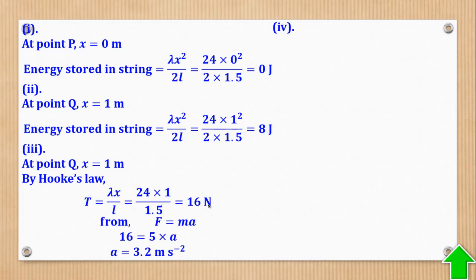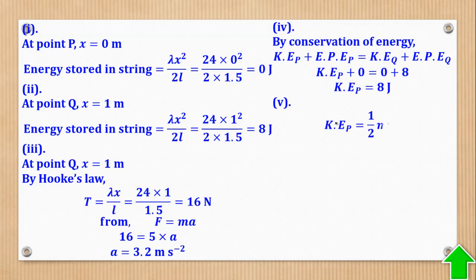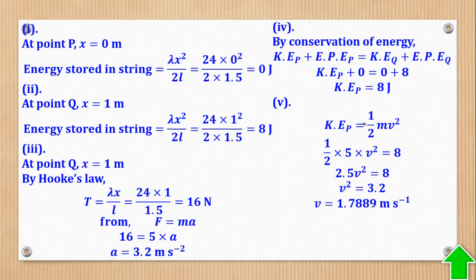Then Roman 4, they wanted the kinetic energy at point P, so by conservation, we have that. Then we substitute and get the kinetic energy they want. Then Roman 5, they wanted the velocity, so remember that kinetic energy is half mv squared. Substitute and get the value of v. And that's what they wanted.